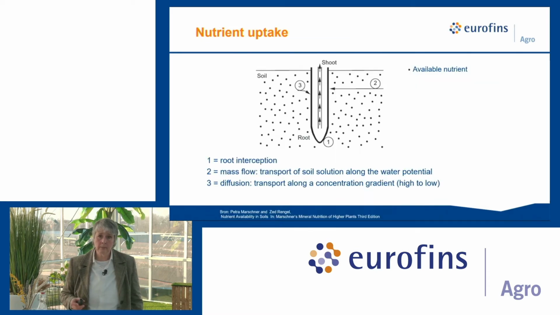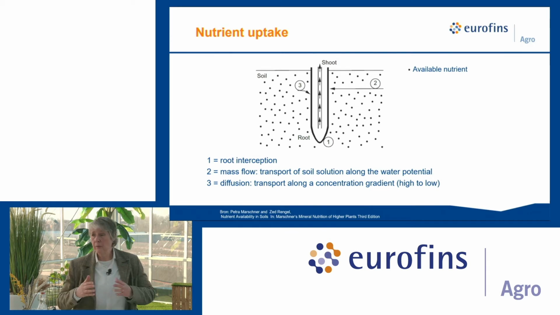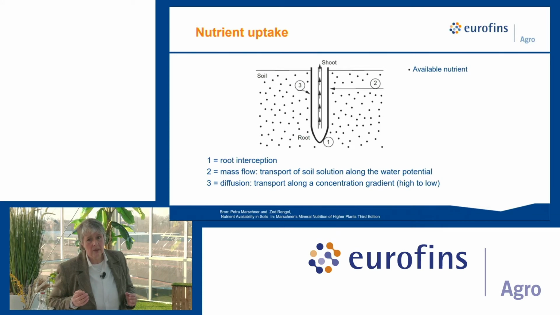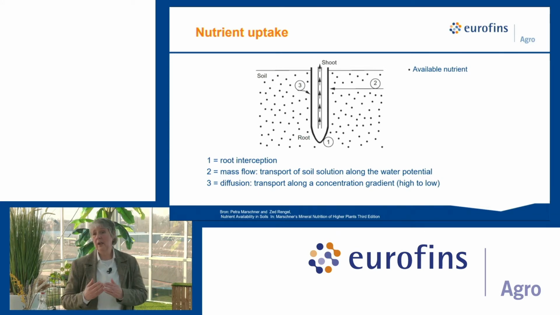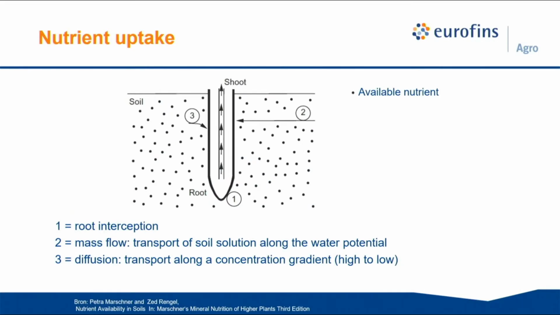ballpark. If you then think about nutrient uptake, there are 3 different mechanisms how roots can take up nutrients. The first one is the root just encounters the nutrient. Root interception is what it's called. The second way that nutrients get near the root is by mass flow. Mass flow is the nutrient moving along with the water to the root and being taken up with the water. That's the second way, mass flow. The third way is diffusion. That means that the nutrient moves from a high concentration to a low concentration.